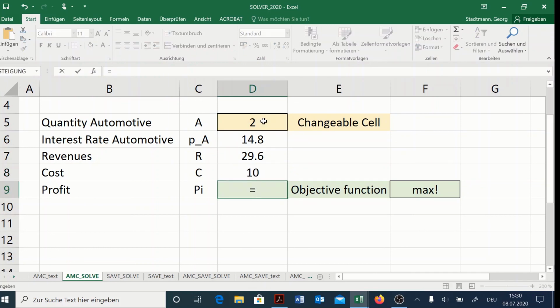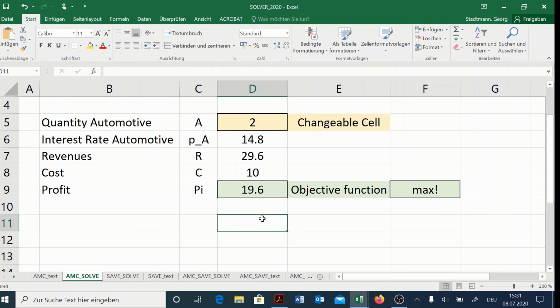In the next step, we have to compute the profit. Profit is defined as revenues minus cost. So D7 minus D8, this is the profit. Right now, the profit is at 19.6, which is not optimal. We know that the optimal profit should be equal to 250.